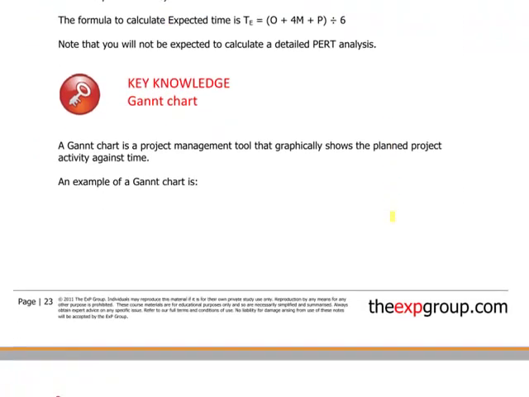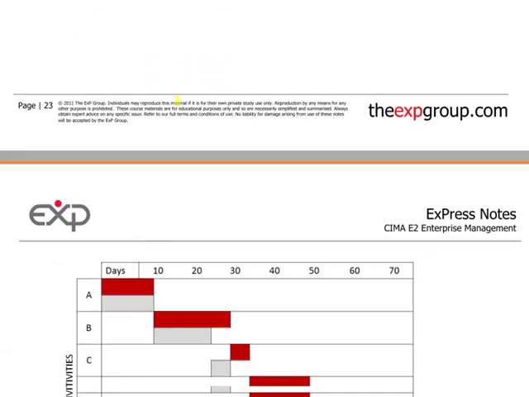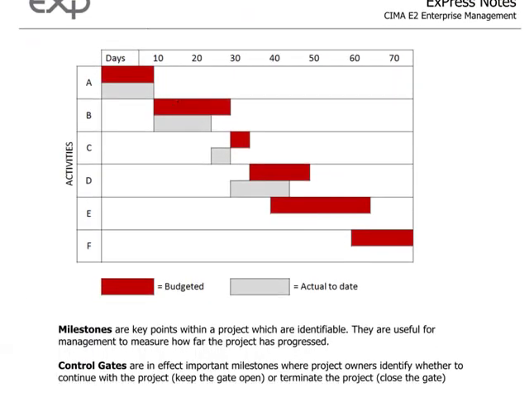Right, let's move on to a Gantt chart. A Gantt chart is probably one of the better known project management tools. A Gantt chart graphically shows the planned project activity against time. So page 24, we have a nice relatively simple Gantt chart, and this identifies the budgeted time allocated to each task. Task A, for example, the budgeted time looks as though it is around about 9 days, and then we have the actual undertaken, which is in the grey. So activity A in this example took the same time as the budgeted one.